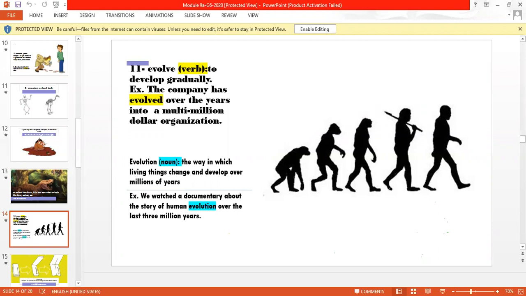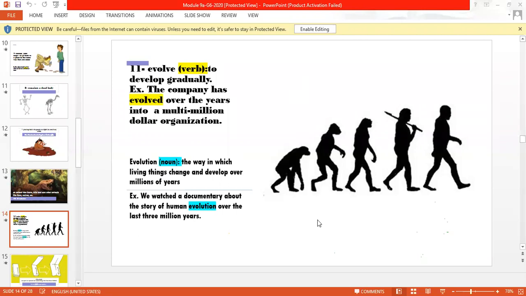For example, if you look at the whale, just write on Google the evolution of the whales. You can see that the whales millions of years ago weren't like this. And the dinosaurs, millions of years ago, see how the dinosaurs were, and now the evolution of the dinosaurs, what these animals would be. Example: we watched a documentary about the story of human evolution over the last 3 million years.